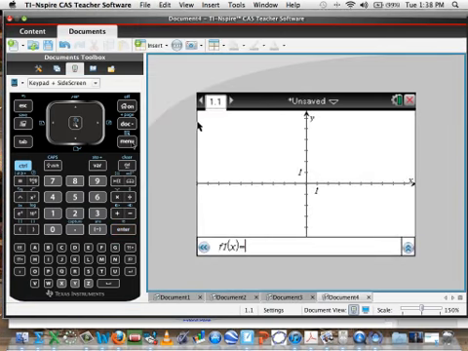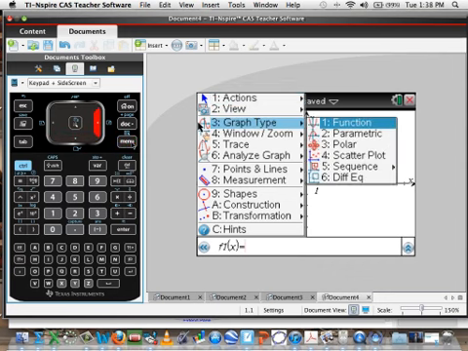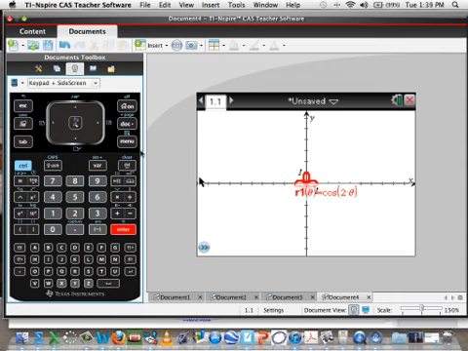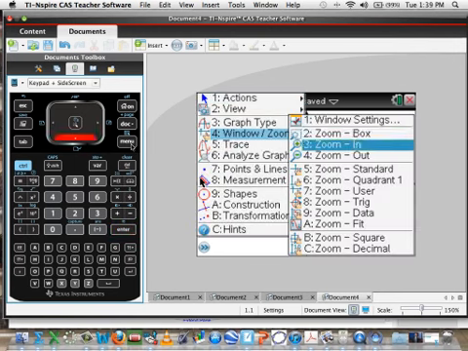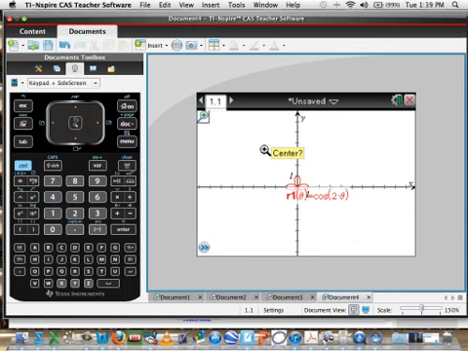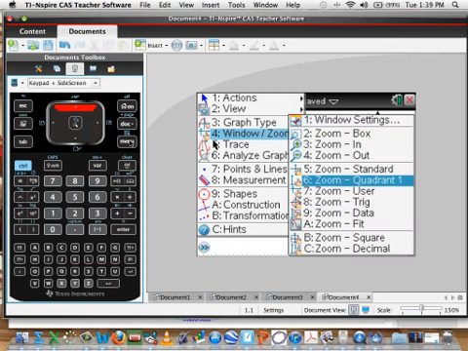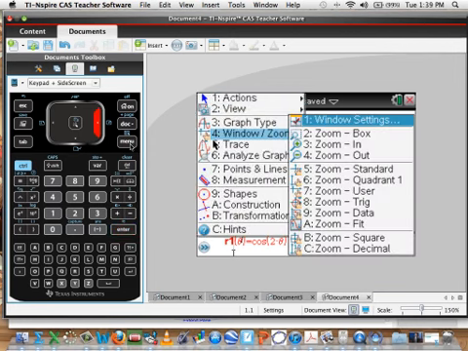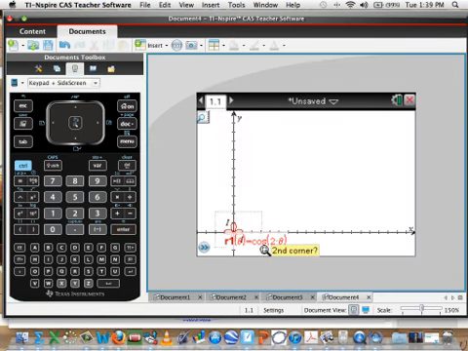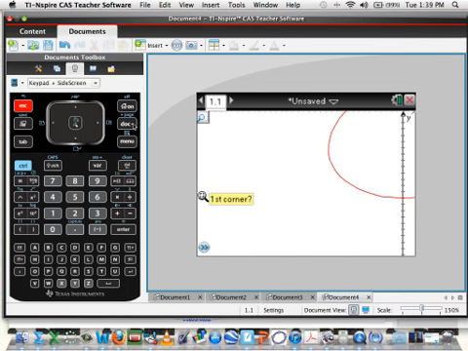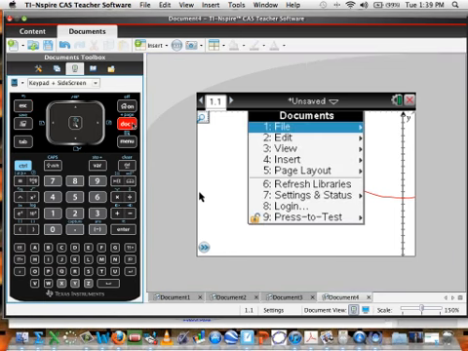So we have, once again, in menu, going to polar for graph type, and I want the cosine of 2 theta. And let me zoom in a little bit because that's not very descriptive. Oops, center. Let's try that again here. Menu, zoom standard, and then zoom box. That's what I meant to type there. There we go. So there's our four-petaled rose curve.